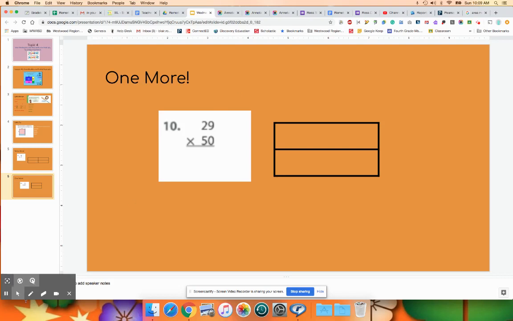So let's break apart the 29 into 20 and 9. And 50, there's nothing to break apart. It would be 50, right? You could put another box here and have a 0, but everything in that box is going to equal 0. All right? So 50 times 20 is a big one. It's going to be 1,000. And then 50 times 9 is 450. And this you can probably do mentally. If you add those up, you'll get 1,450.